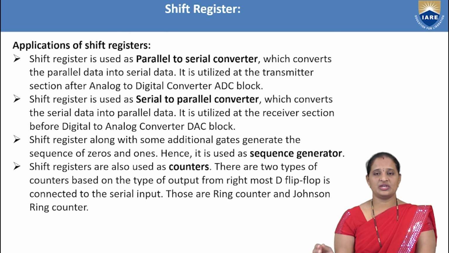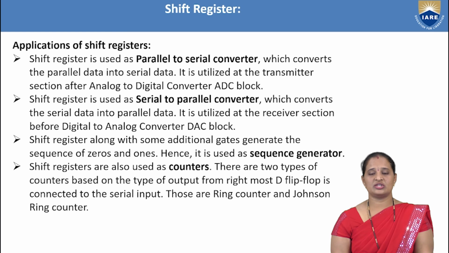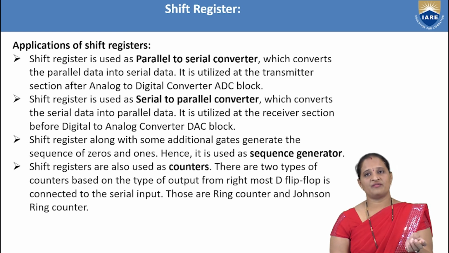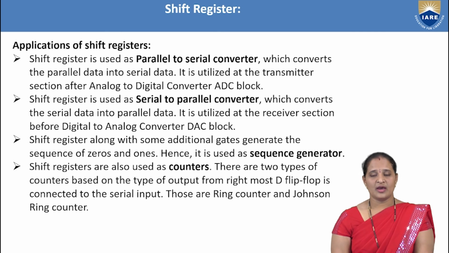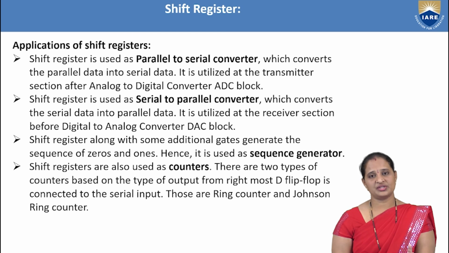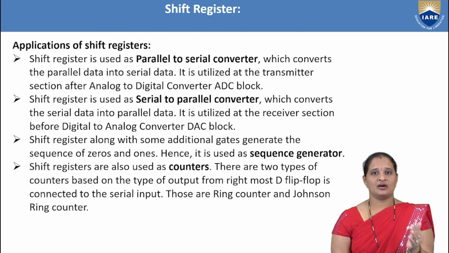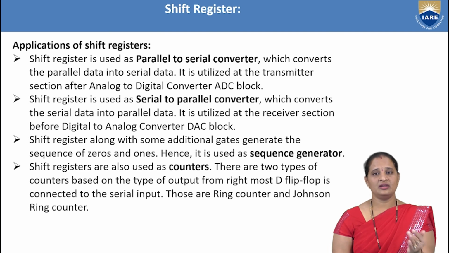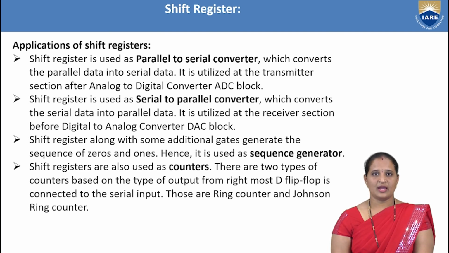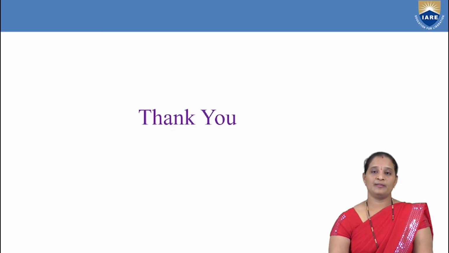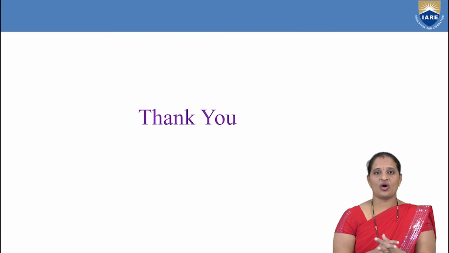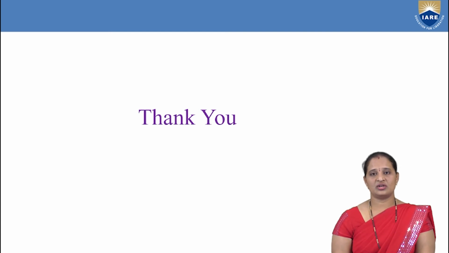So these are the major applications of shift register. We can use them in the design of analog to digital converters, where we need a parallel to serial converter. Similarly, we can find many applications of shift registers in communication, in order to design the digital to analog converter block. And we can even use it for sequence generators, and for the design of counters, which are Johnson counter and ring counter.